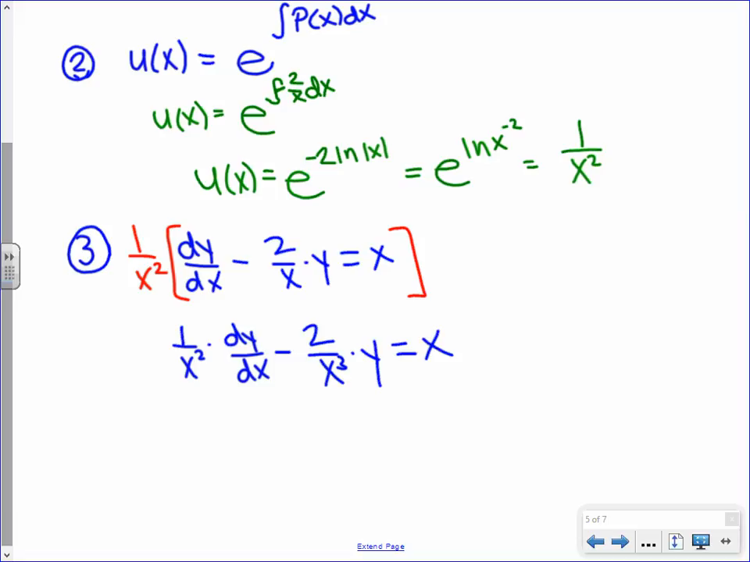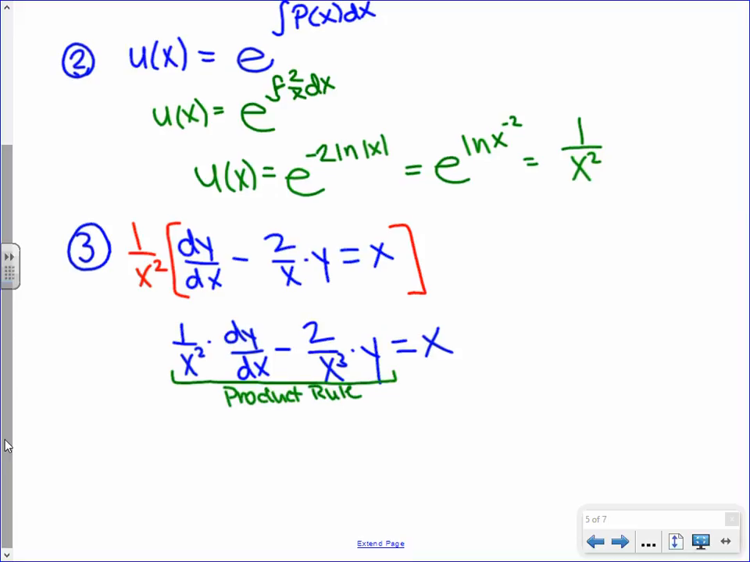At this point, you need to recognize that this is the product rule. That was the whole purpose of choosing the integrating factor that we did.